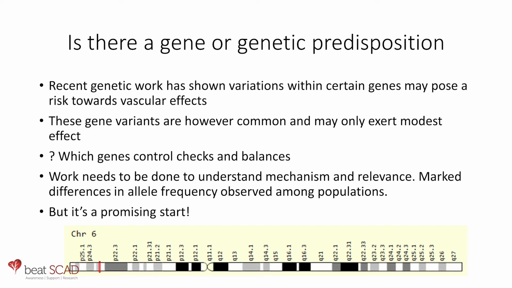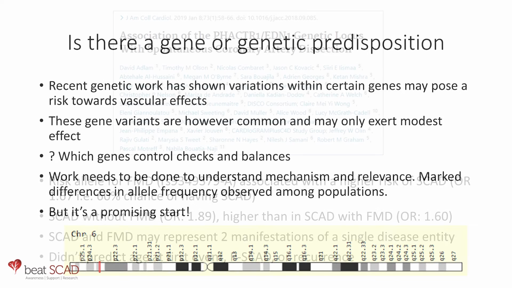And importantly, it's not just about a gene that might cause an effect. What about the checks and the balances? Because it might actually be those checks and balancing genes that are playing a role here as well. So there's still a lot we need to learn, a lot to understand about the mechanisms, the relevance, and there's also quite marked differences in how often these variants are found in different populations, different ethnic groups. So again, a lot to understand, but it's a promising start.